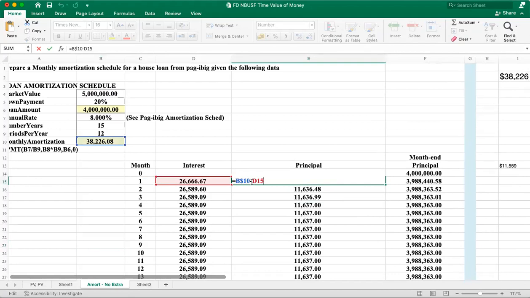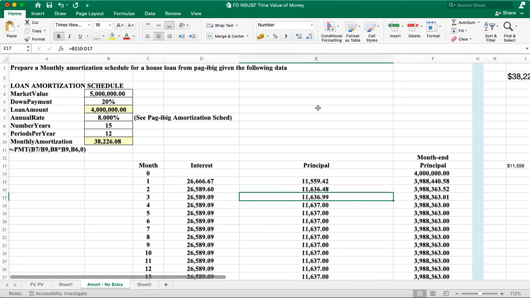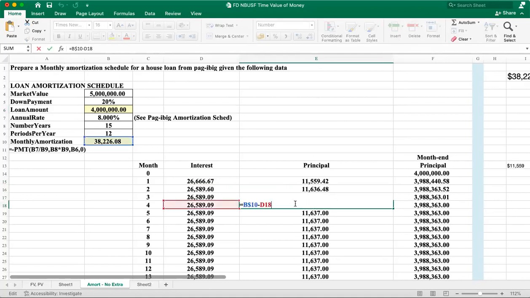Is it $10? $10, tama yan, minus D15. Okay, punta ka nga sa E5. Kasi hindi na nagbago yung 1167 mo. E5. Enter mo yan. E5. E6. Sorry, mali. E17 pala. E18. So here. Double click mo. That's B10 minus D18. Tama.